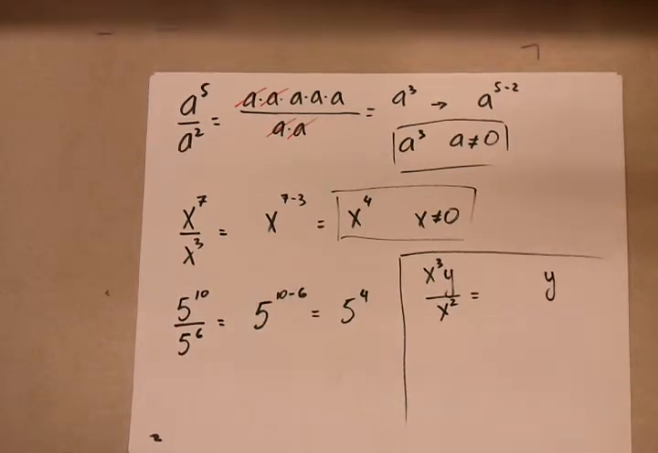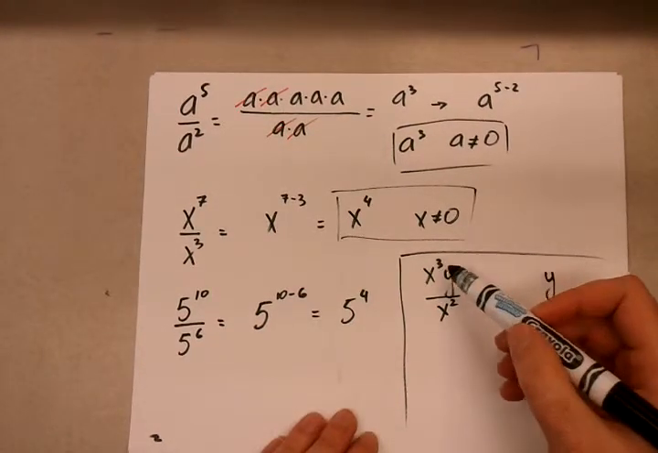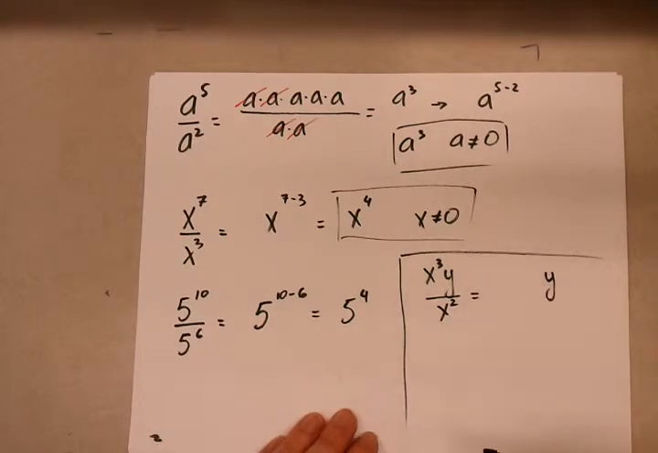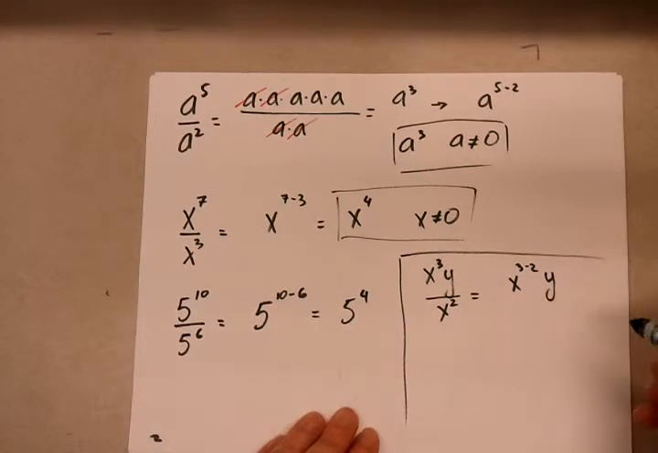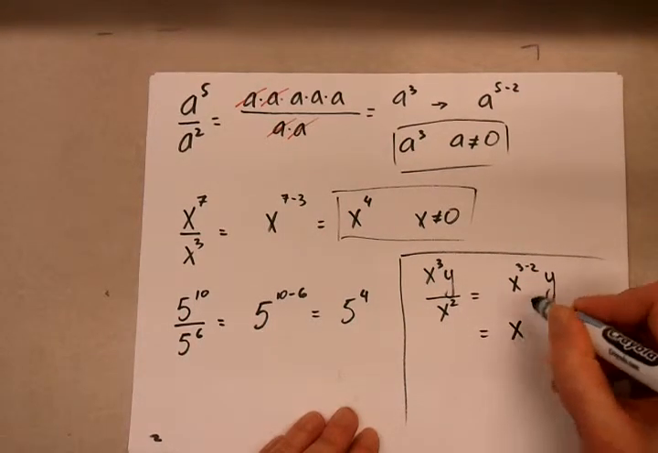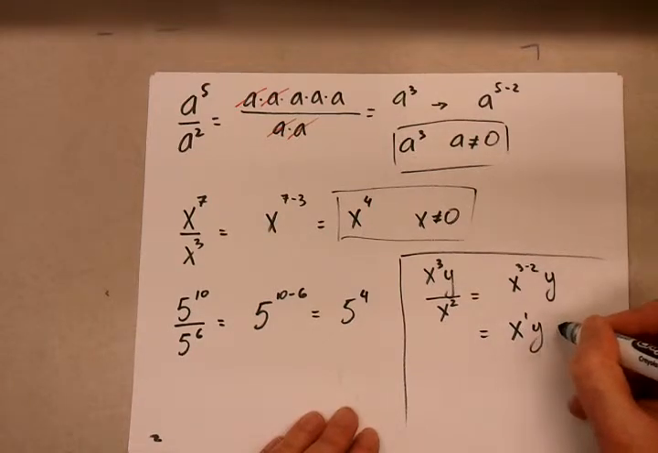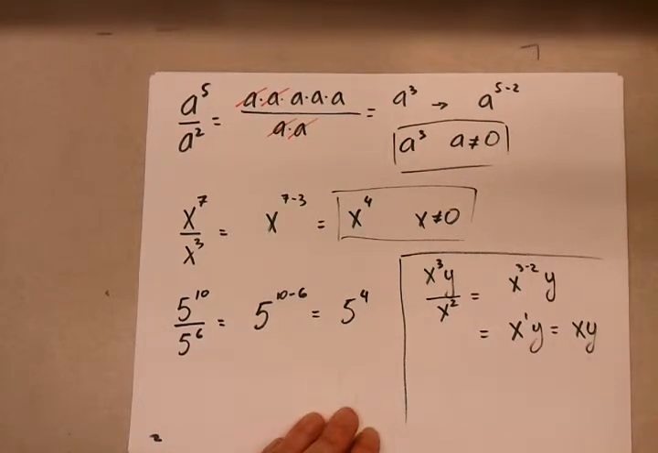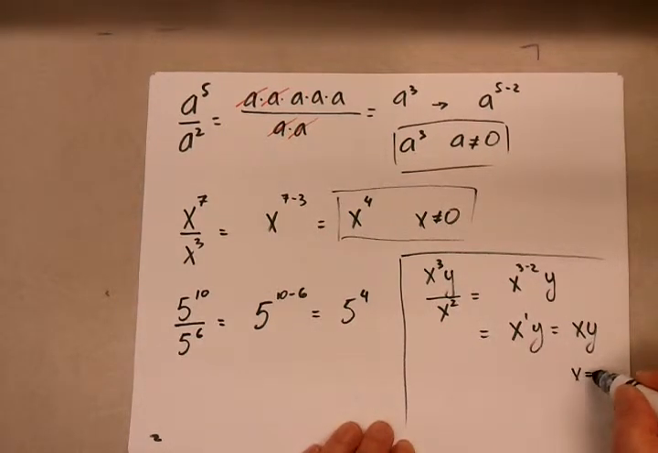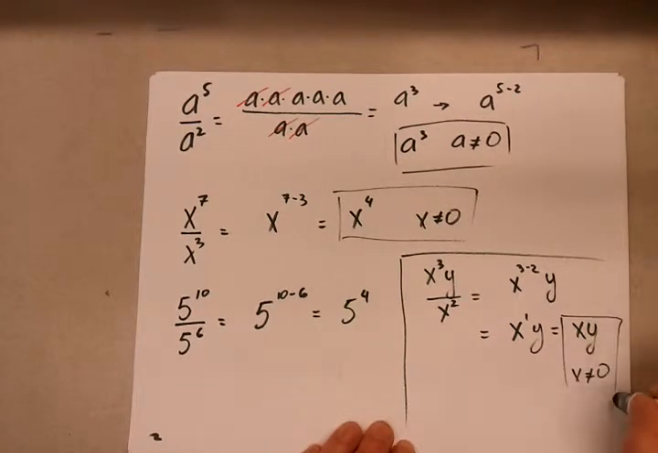That base isn't going to change. The x, on the other hand, you have an x in the numerator and an x in the denominator, so the same base, we can work with that. And then you write that down as x to the 3 minus 2, which equals x to the first times y, and you don't have to write the exponent of first power, so x times y. But you're not finished, because x is in the denominator and x can never be equal to 0. You also have to say that x cannot equal 0. So that would be your full answer for that particular problem.